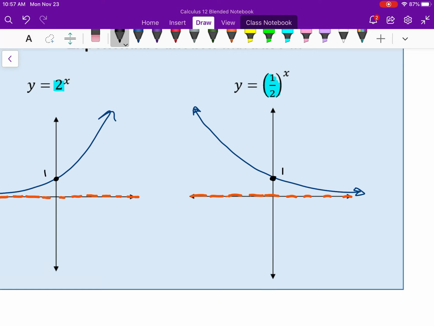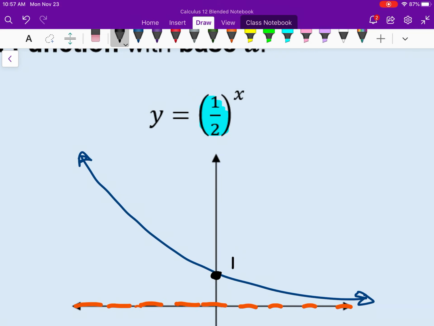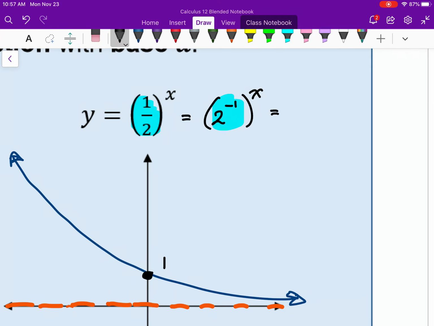And again, algebraically, I can show you how these two must be horizontal reflections of one another. If we think back to what negative exponents mean, for example, if I look right here at 1/2 to the power of x, that's the same as 2 to the negative 1 to the power of x, right? Because 2 to the negative 1 means 1 divided by 2. And again, we have a power raised to another power. You multiply your exponents, so it's the same as 2 to the negative x.